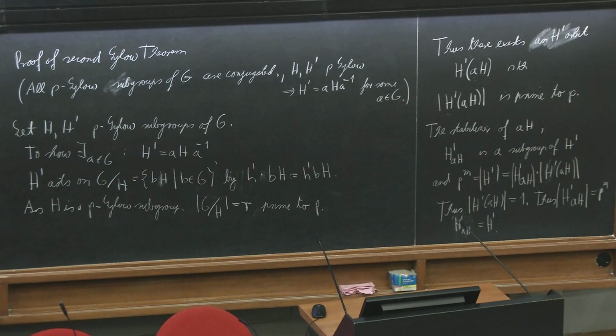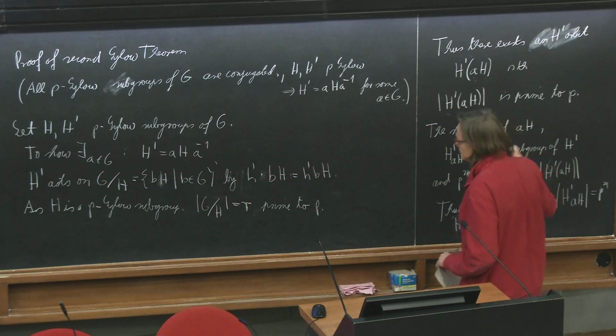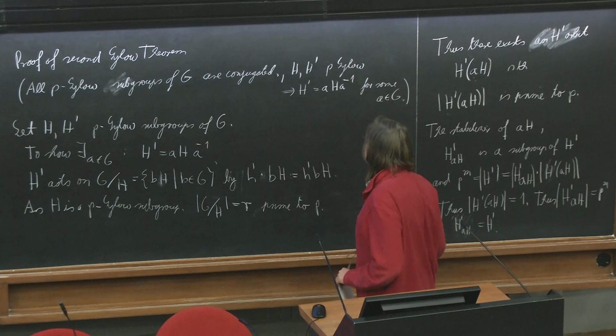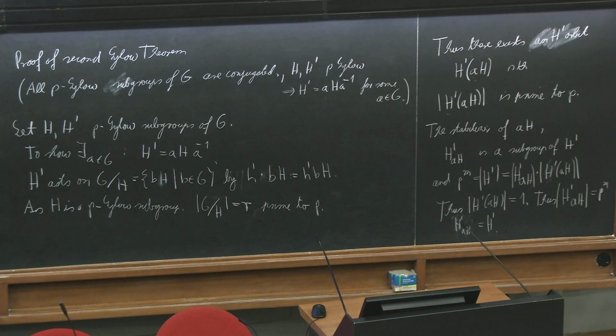Okay. So that essentially does it. Now we just have to put it together. I claim this will mean precisely that this A will do it for us. That H prime is A H A to the minus 1.